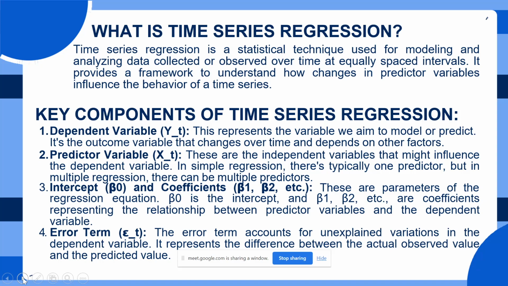And lastly is error term. The error term accounts for unexplained variations in the dependent variable. It represents the difference between the actual observed value and the predicted value. The error term is a crucial component in statistical models, particularly in regression analysis. So next slide.